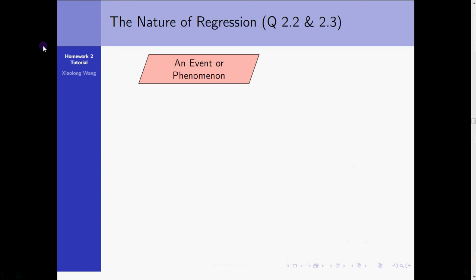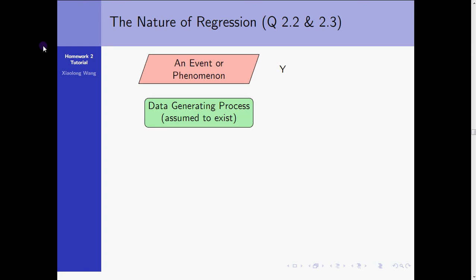This is the second part of our homework 2 tutorial, the nature of regression. This corresponds to question 2.2 and 2.3. For any regression analysis, most of the time we would start from an event or phenomenon that we are interested to study. Let's call it Y. And we are curious about how Y is generated.